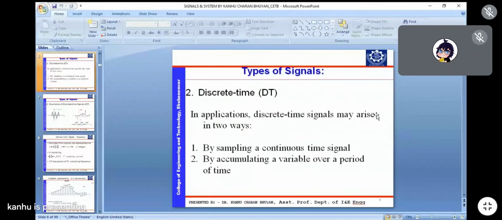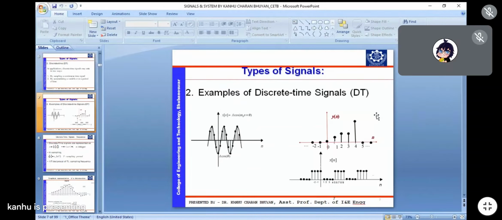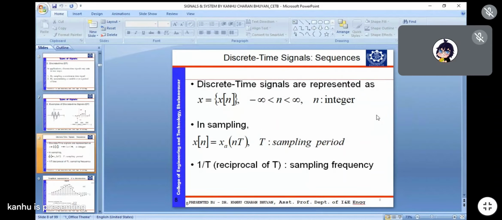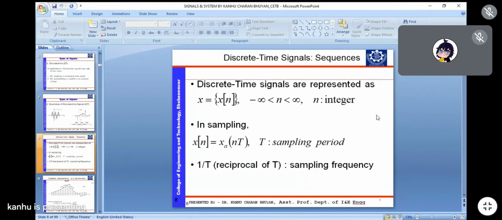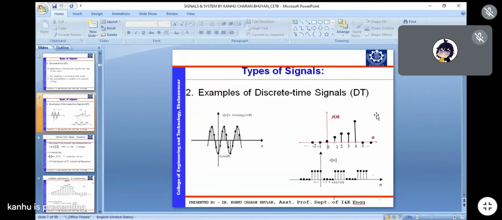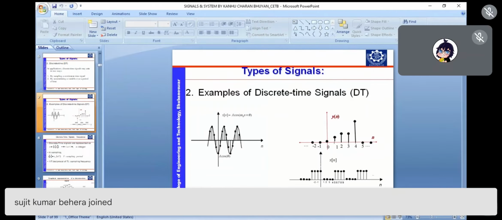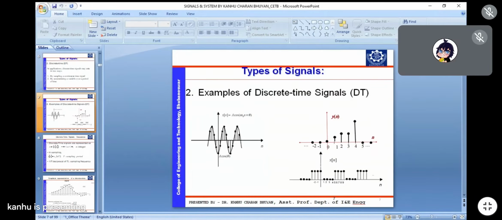Then, what are the standard signals you have used in control system? Step, ramp, impulse. Very good.